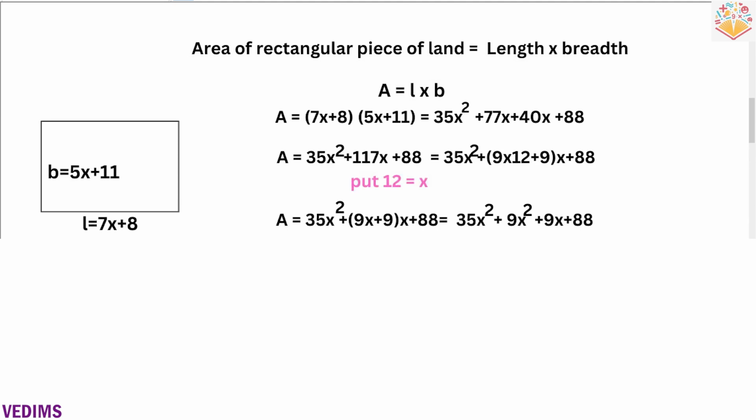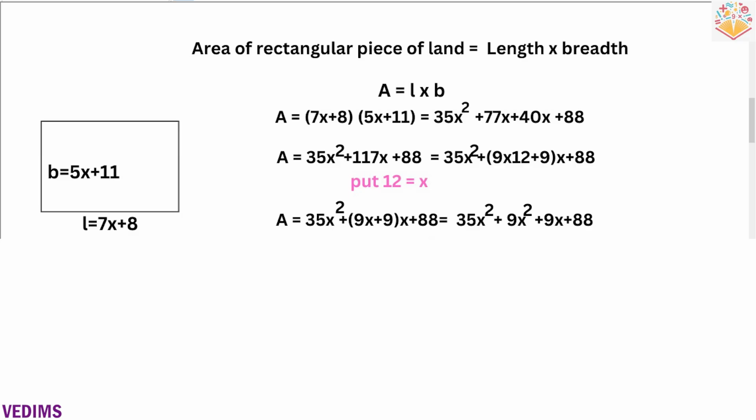Area of rectangular piece of land, length into breadth. Write A is equal to length into breadth. Substitute length and breadth: 7x plus 8 into 5x plus 11. You know the multiplication of factors in algebra. Let us multiply. 7x into 5x is 7 5s are 35x square. Then 7x into 11 will be 77x. 8 into 5x will be 40x. 8 into 11 will be 88. Add x terms, you get A is equal to 35x square, 77x plus 40x becomes 117x plus 88.